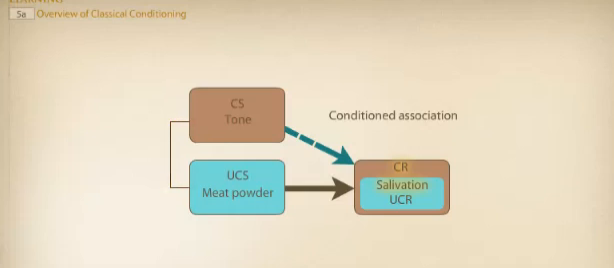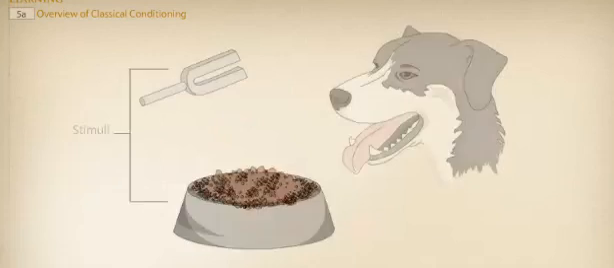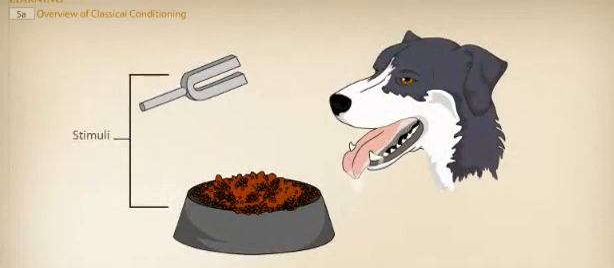Think about the relationship if someone blows a puff of air into your eye. The puff of air would be the unconditioned stimulus, and your blinking your eye would be the unconditioned response. So, a trial in classical conditioning consists of any presentation of a stimulus or a pair of stimuli.